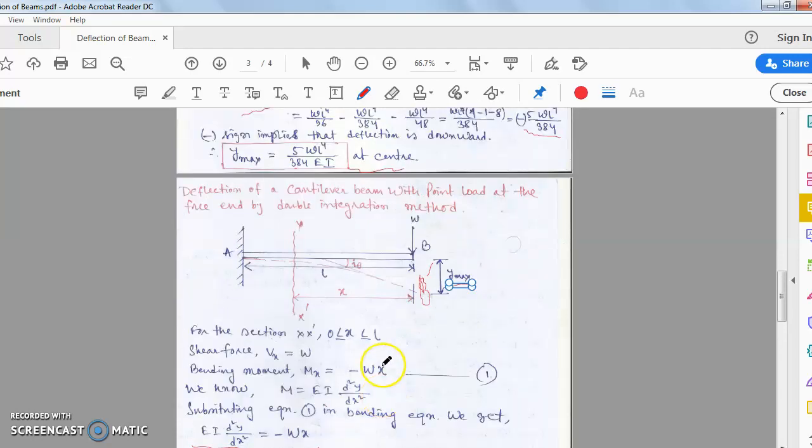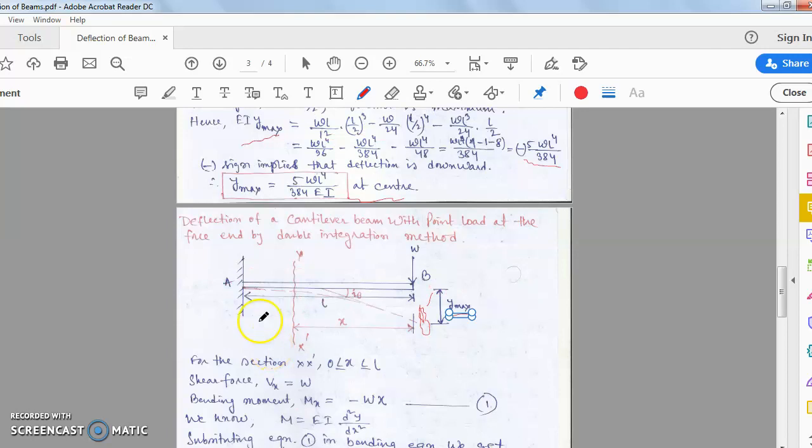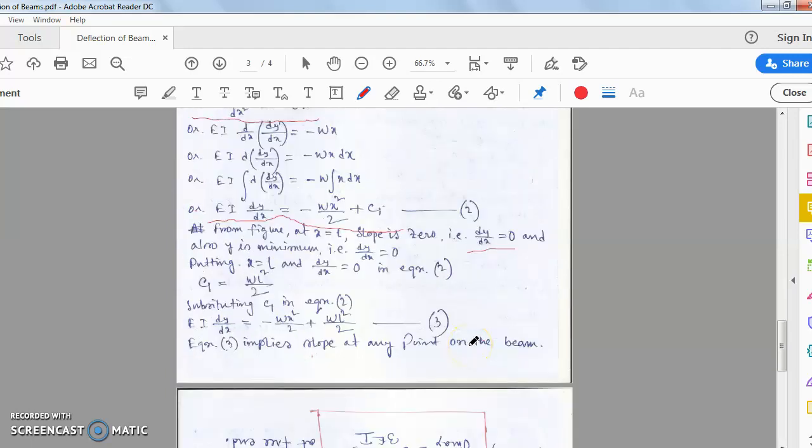So we know at x equal to L, that means at the point A, dy/dx equal to 0. And why dy/dx equal to 0? Here you see that at point A, there is no deflection, there is no sagging. So what will happen here? Any tangent drawn from this particular A will make a 0 degree angle with AB. So there will be no angle between the tangent at point A and AB. So that is why dy/dx equal to 0. We know dy/dx equal to slope.